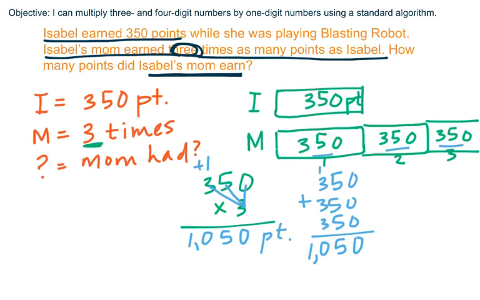All right, this is where I leave you today. We're going to continue working on the standard algorithm as well as the partial products and your area model, and we're going to tie those all together. As we move forward, we're going to be solving some more word problems, so be ready for that. And good luck, as always.